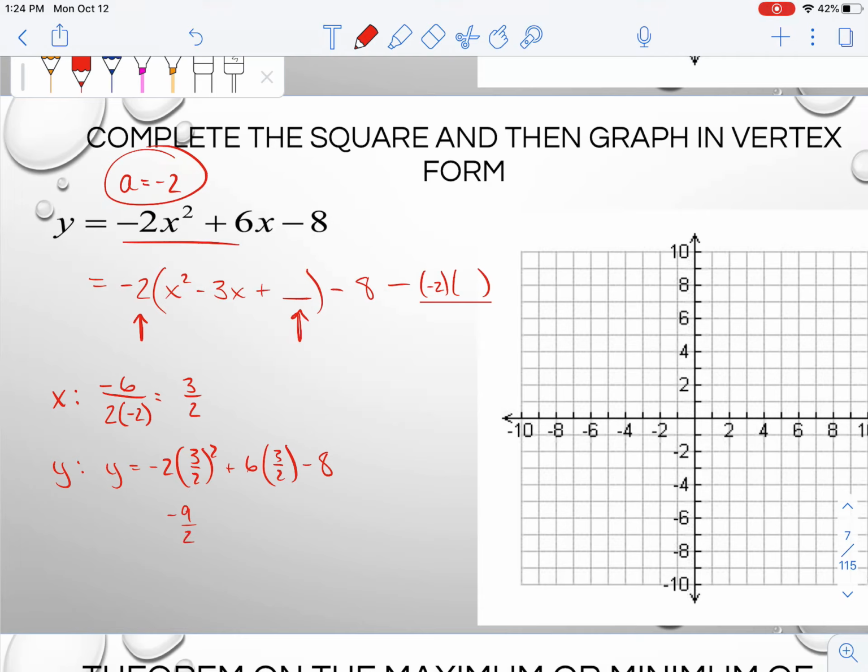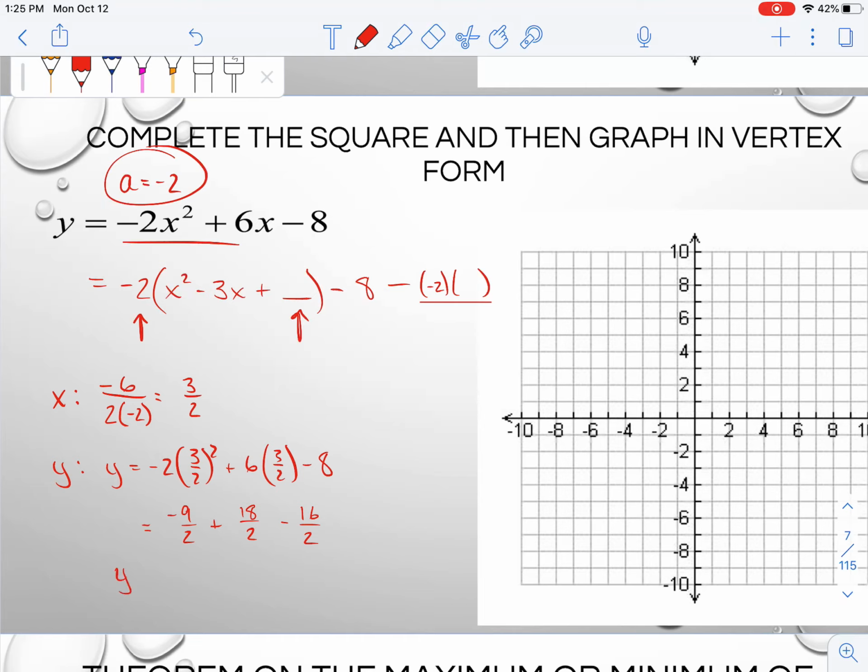3/2 times 2, excuse me, is going to give me, I'm going to reduce here, 6 divided by 2 is going to give me a 3, 3 times 3 is 9, but I also need a common denominator. So I'm really going to have 18/2. So actually reducing here was kind of pointless because I just undid it when I made a common denominator. And then the -8, I need a common denominator of 2, so we're going to have -16/2.